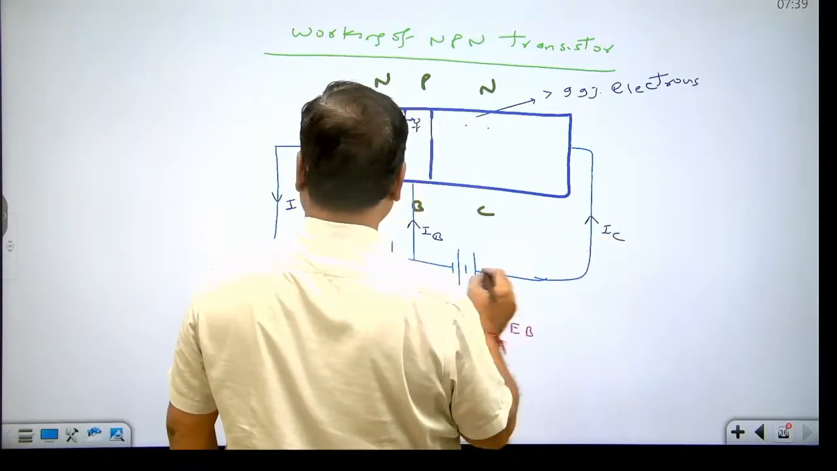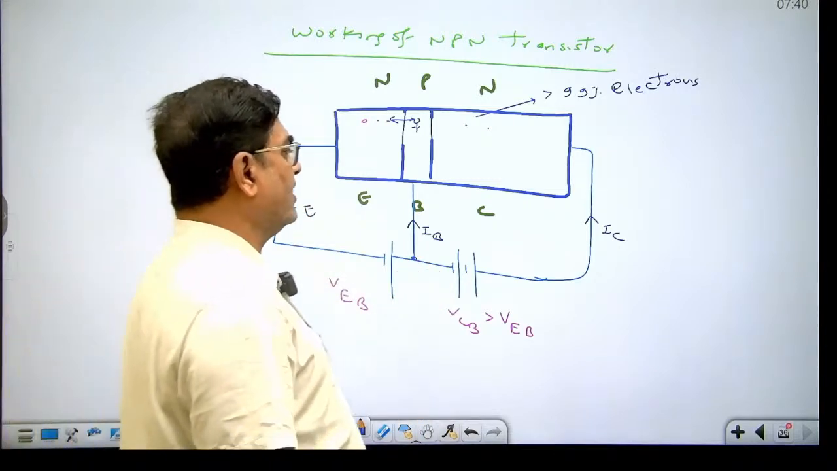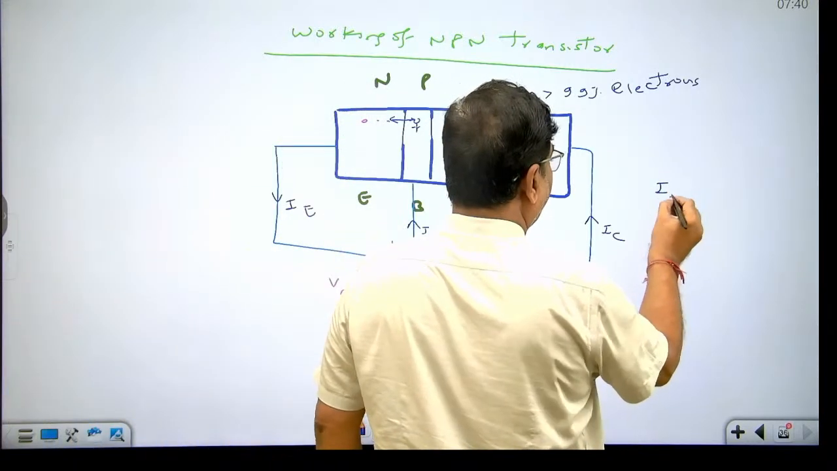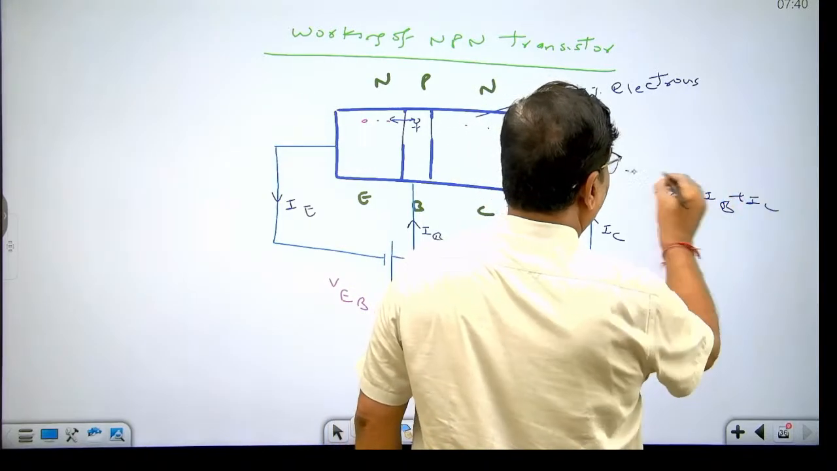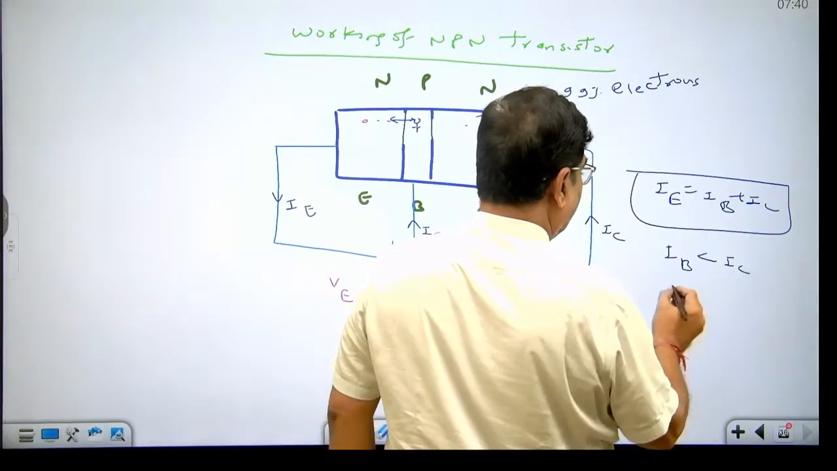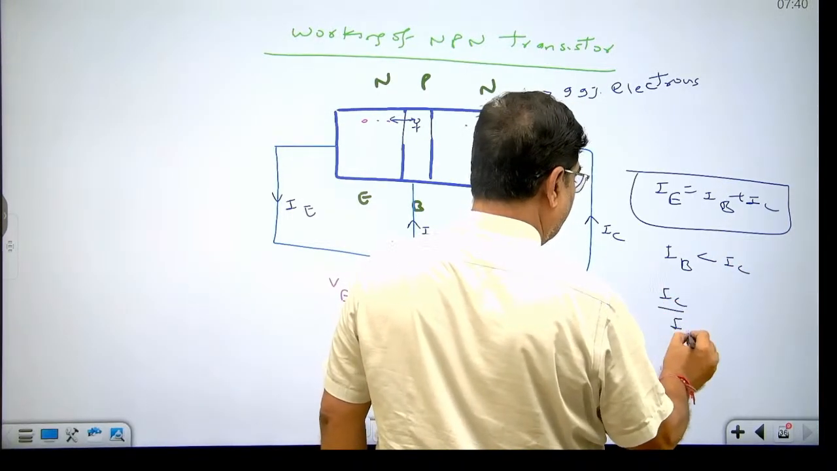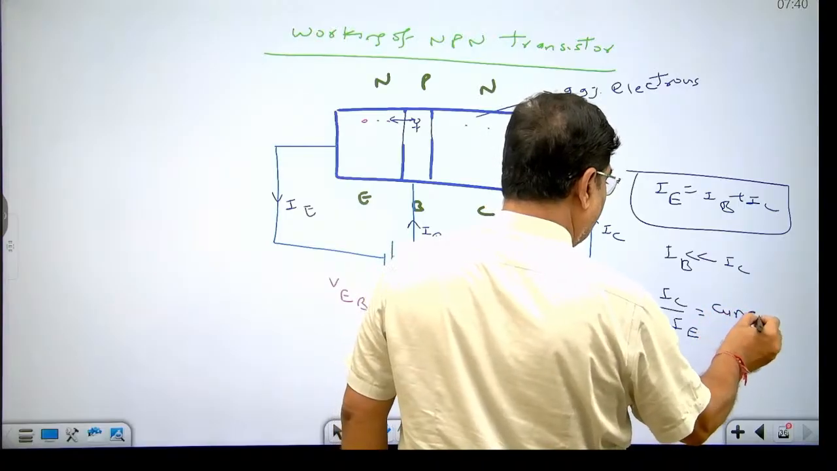So at the junction, IE is equal to IB plus IC. This is the general equation of the transistor. IB remains very much less than IC. IC upon IE is known as the current transfer ratio.